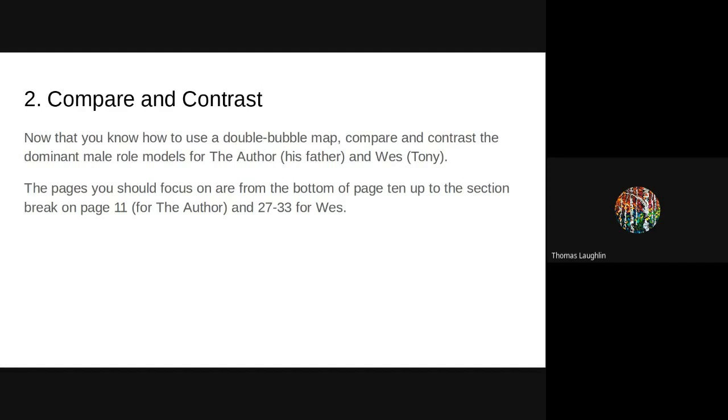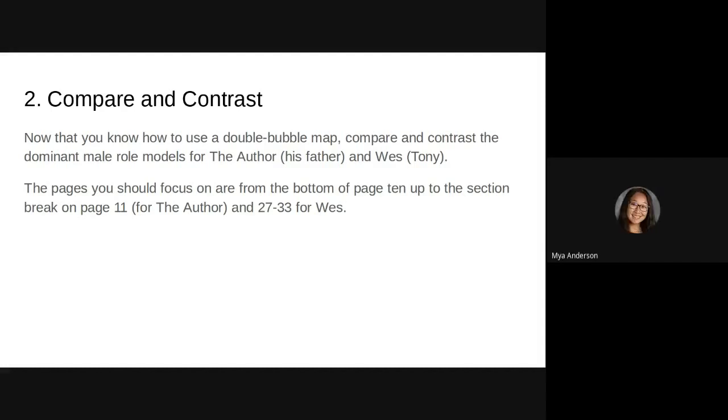So we already got one comparison point. Both Tony and the author's father, who's also named Wesley, that's just too many Wes's, both Tony and Wes's father, or both male influences, want their son or their brother to do well. Maya, what did you see? Thank you, Connor.